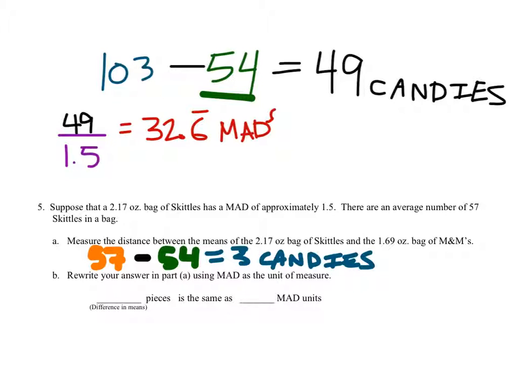So we'll rewrite our answer for this part. 3 pieces of candies. How many MADs would that be? Well, we'll take the 3 and divide it by the size of the MAD, 1.5, and that gives us 2. So 3 pieces of candy is the same as 2 mean absolute deviation units.